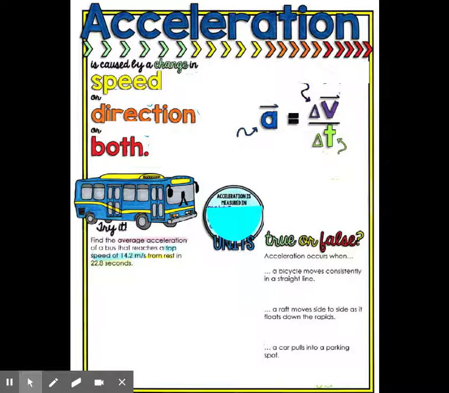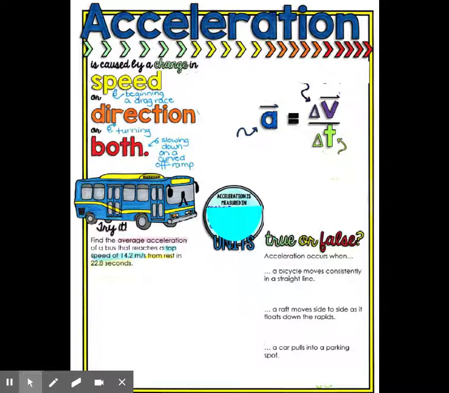Okay, so acceleration is caused by a change in speed, direction, or both. The change in speed might be at the beginning of a drag race. Change in direction might be turning a bus or turning a bike or turning while you're walking. And you could also be both changing your speed and direction, like when you slow down to get off the highway, you turn and slow down.